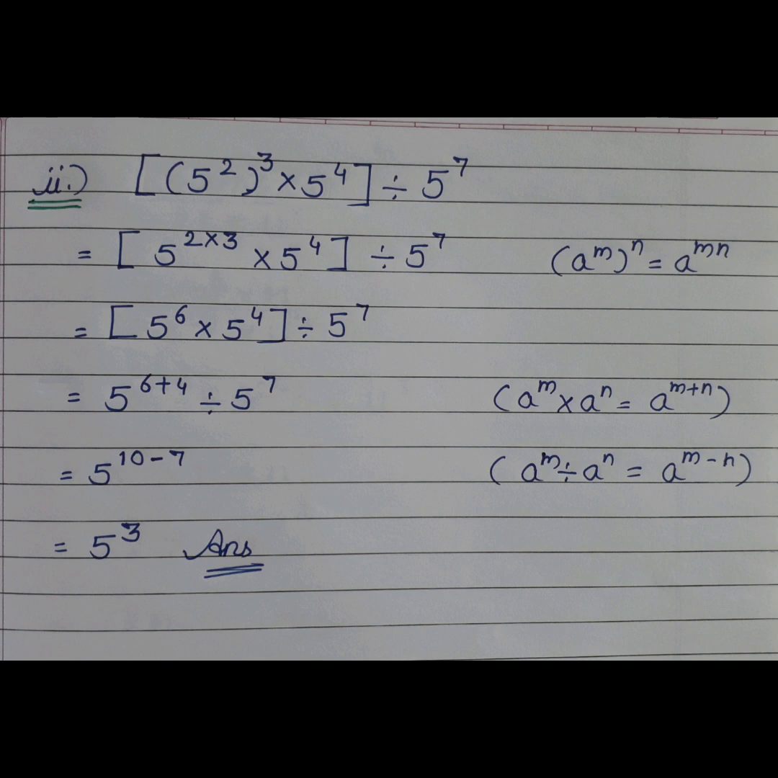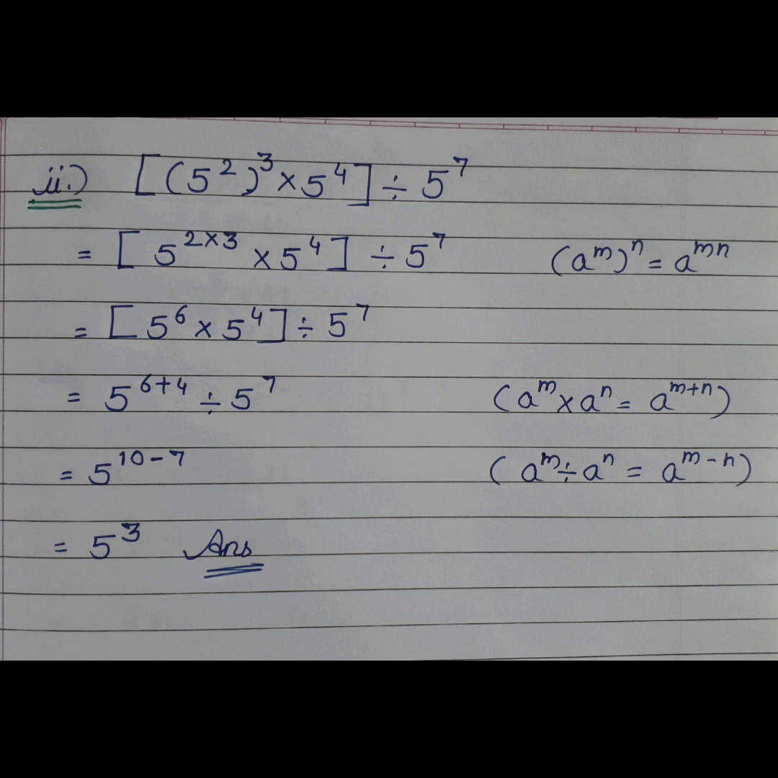Let's see the second part of question number 2. It says (5 square) to the power whole cube multiplied by 5 to the power 4 divided by 5 to the power 7. Here the exponential law says that if there are double powers, that is (a to the power m) to the power n, the powers will be multiplied. So it will become a to the power m multiplied by n, or we can also write it as a to the power mn. So let's solve this question.